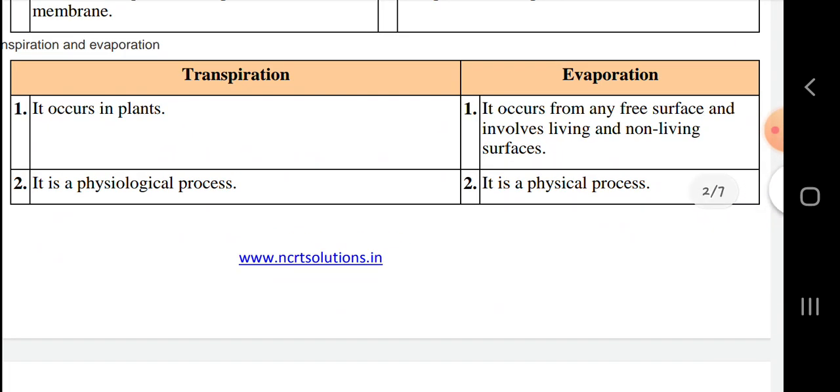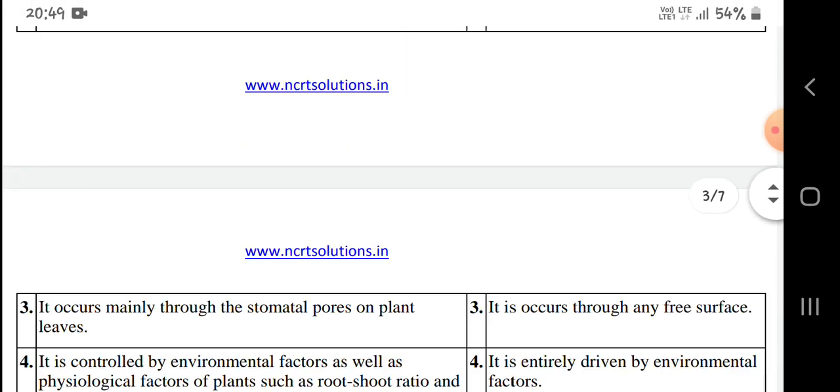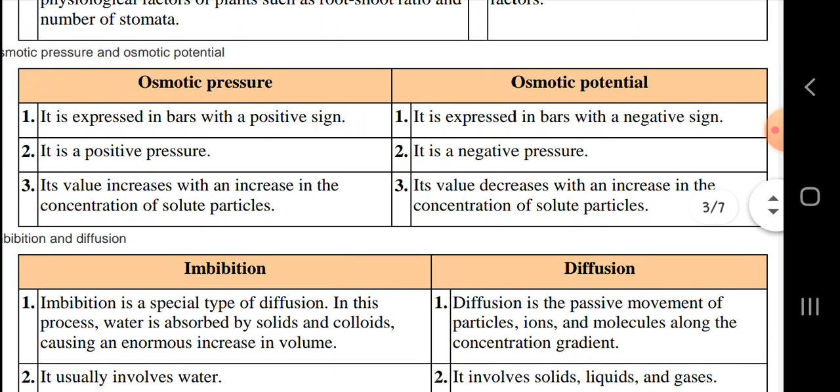Next, transpiration and evaporation. So transpiration occurs in plants, evaporation occurs from any free surface and involves living and non-living surfaces. And osmotic pressure is expressed in bars with a positive sign, and osmotic potential is expressed with a negative sign. So the osmotic pressure has positive pressure and osmotic potential has negative pressure.